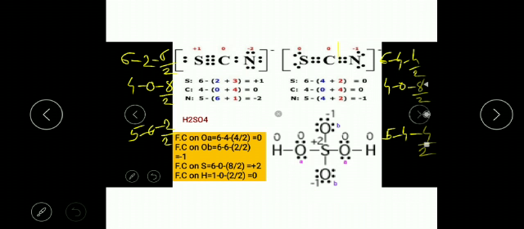So the formal charge on sulfur. The sulfur has valency 6, minus 0 because it does not have any lone pair, minus 8. This is 2, 4, 6 and 8. 8 bond pair electrons are there, divided by 2. So the answer is plus 2.